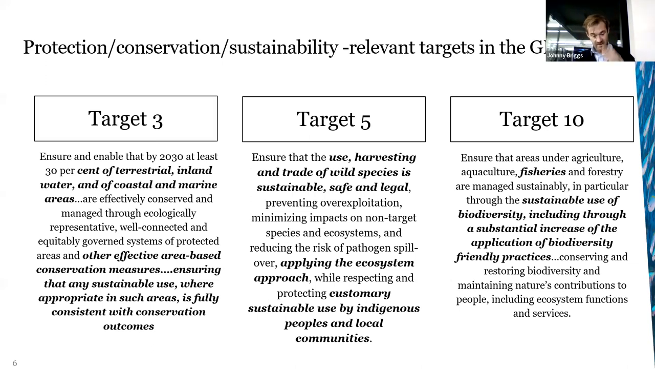Whereas targets 5 and 10 are of equal importance, because these are really the other 70% of the ocean, and are really focused on ensuring that commercial activities are sustainably managed and don't offset that recovery of biodiversity that we're talking about for target 3. Now, undoubtedly, policymakers, target 3 here is the only quantitative target. So there's kind of a dash to place area-based measures into target 3 by policymakers to get the credit and to kind of ignore a little bit targets 5 and 10.